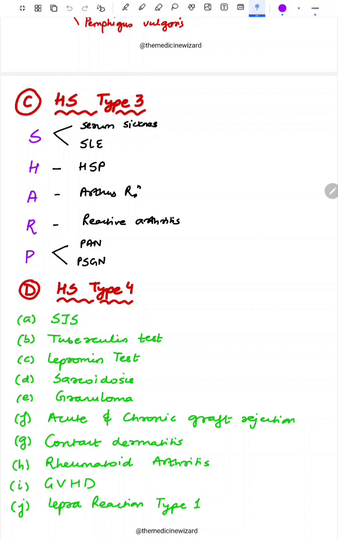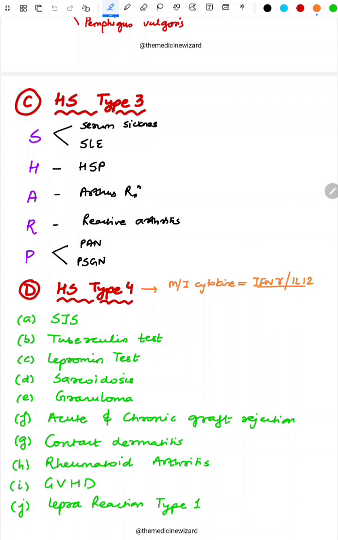Now let's come to type 4 hypersensitivity reactions. Definitely no antibodies involved here, right? It is completely T cell mediated, a delayed type of hypersensitivity. One thing that you can remember here is which is the most important cytokine involved. So the most important cytokine which is involved in type 4 hypersensitivity is interferon gamma, or interleukin 12. Okay, interferon gamma or interleukin 12.